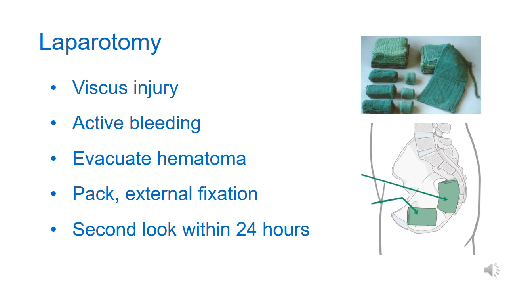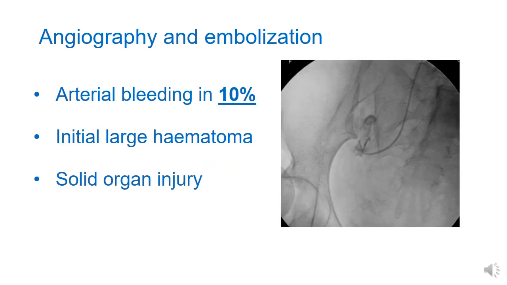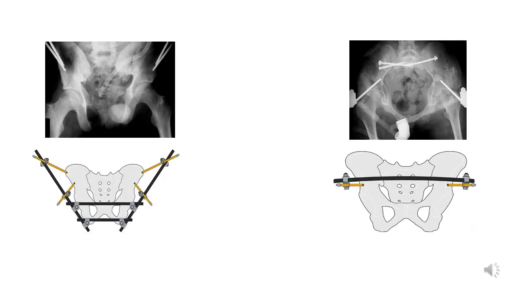And after 24 hours, if the patient is stabilized, we'll go again to remove the packs and to control the bleeding, what's called second look. If we are suspecting arterial bleeding, especially if the initial hematoma is very large, or if we are suspecting solid organ injury like liver injury, we will go for angiography and embolization. And by the end of laparotomy or angiography, we'll go for external fixator. We have 2 points for fixation in the pelvis, either the iliac crest or the anterior inferior iliac spine. Both are correct methods for externally fixing the pelvic fracture.